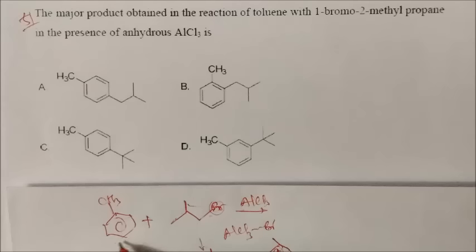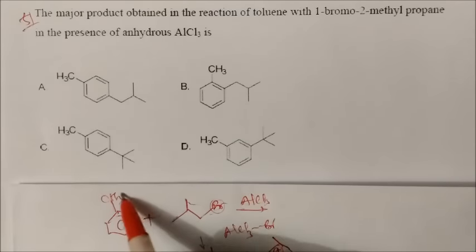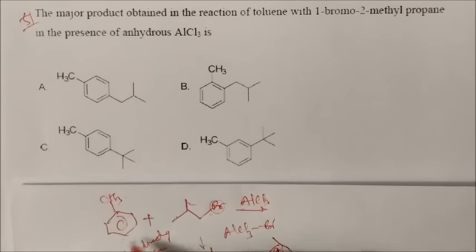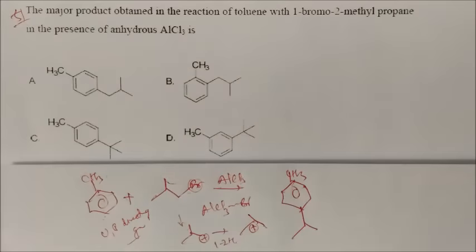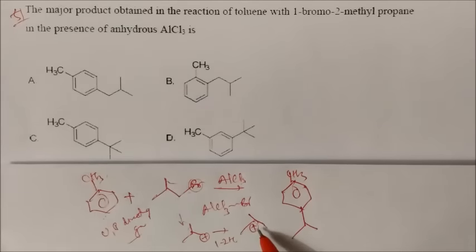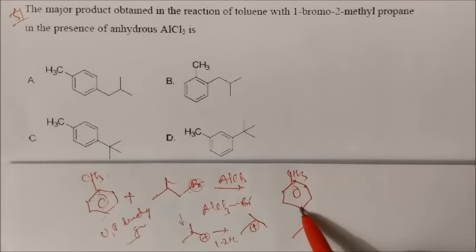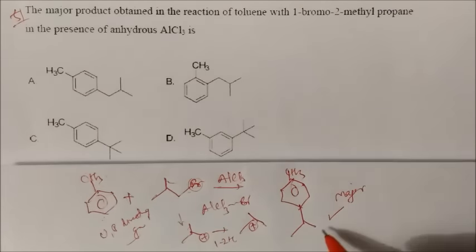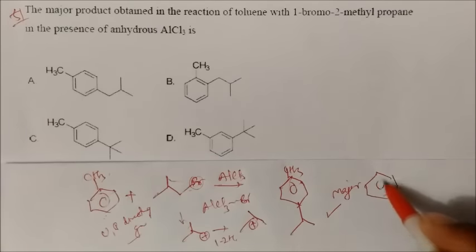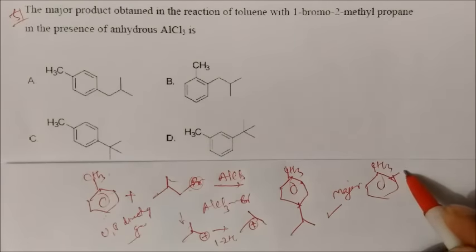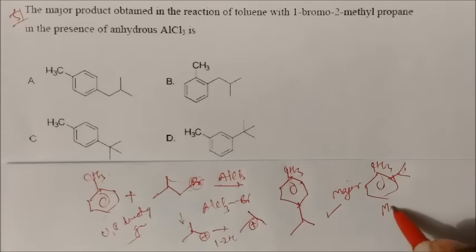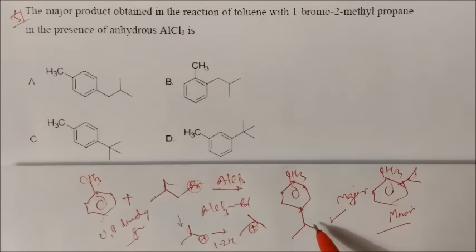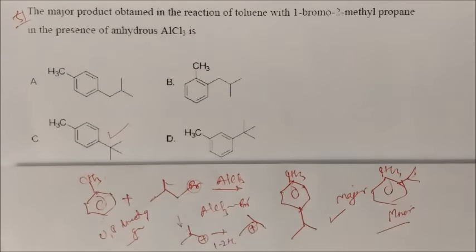Now this will attack the para position, because this is the ortho para directing group. This is the ortho para directing group. So definitely you will get this compound. So this carbocation will attack at the para position of toluene, and you will get this product as the major product, and you will get the other product with CH3 at the ortho position, that is the minor product. So what is our answer to find the major product? So our answer in this case is C is the correct answer.